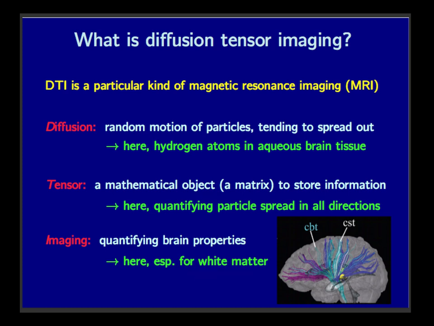And the imaging part of it is we want to look at quantitative properties of the brain. And in particular, we're focused on white matter, local properties, and then trying to look for extended structures. So that's just a translation of the methodology.